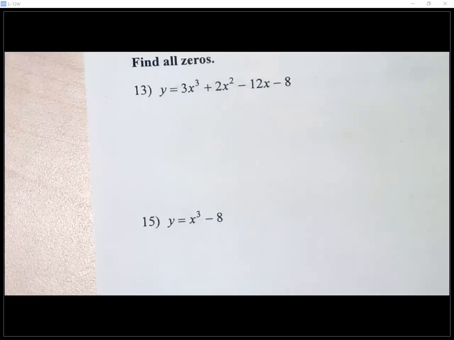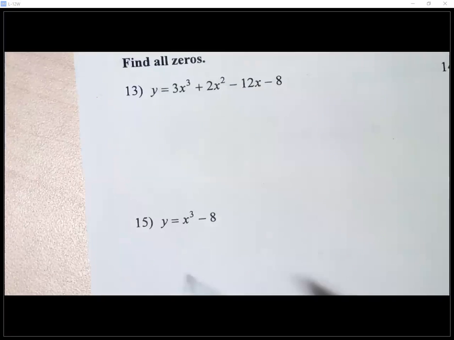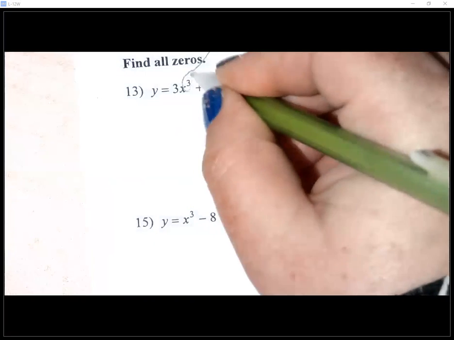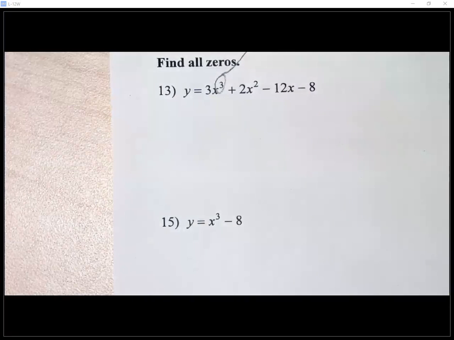How many answers should this one have? Can anybody tell me? Three. It should have three. And how do we know that? Because of the degree. Whatever the degree of the polynomial is, that's how many answers you should end up with at the end of the day.